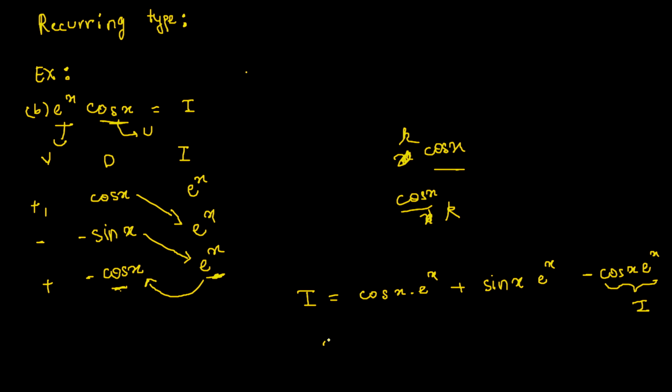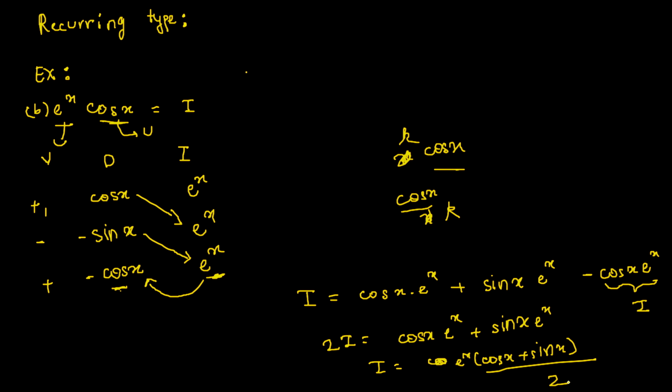So I can write this as 2I is equal to cos x into e to the power x plus sin x into e to the power x. So since this is the value of 2I, I can simply write I as e to the power x into cos x plus sin x divided by 2. So in case you have a recurring type of integral, this is what is supposed to be done to get the final answer.